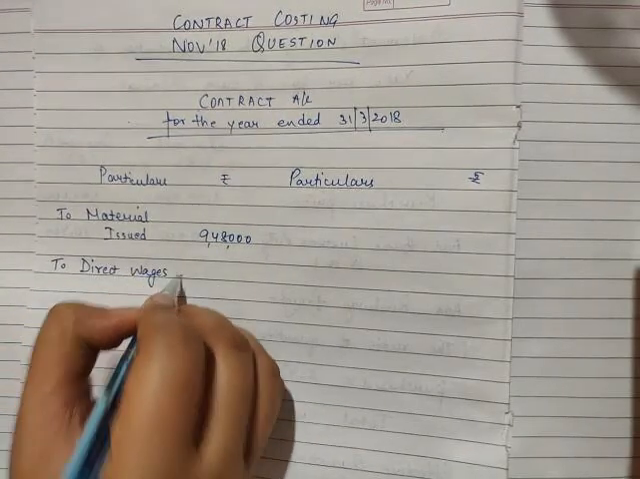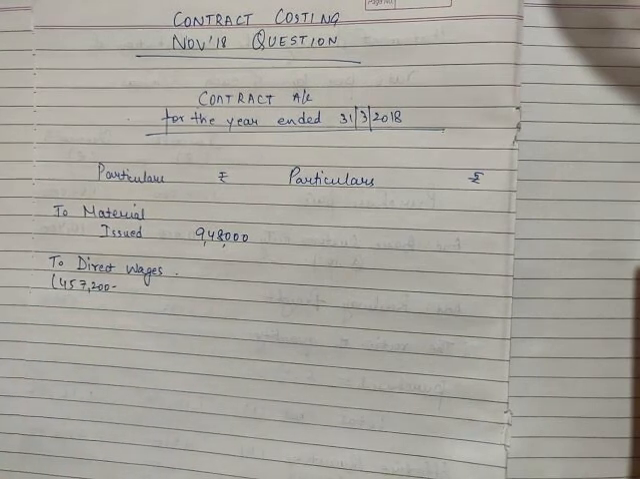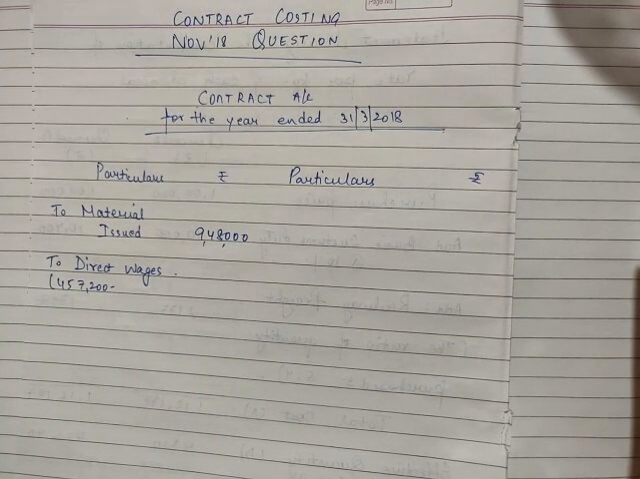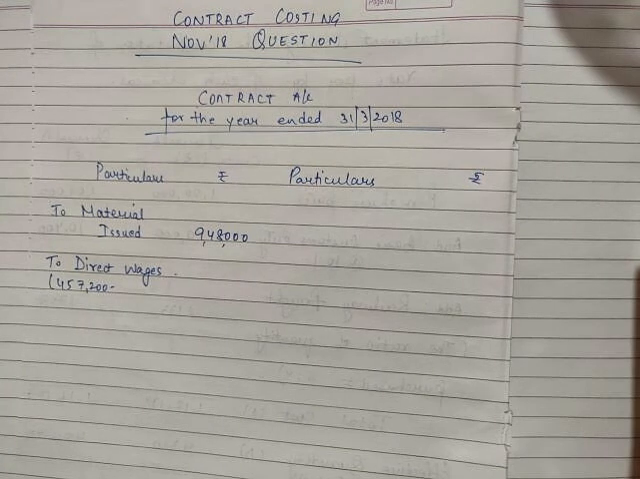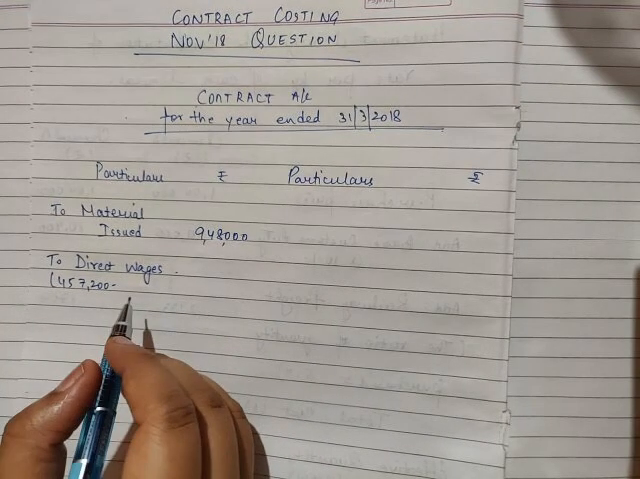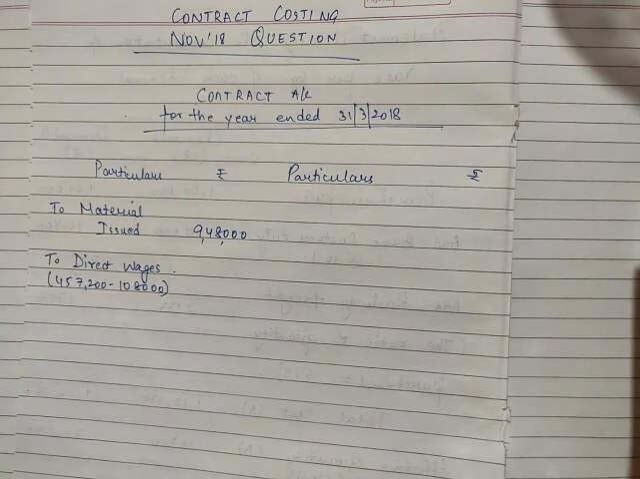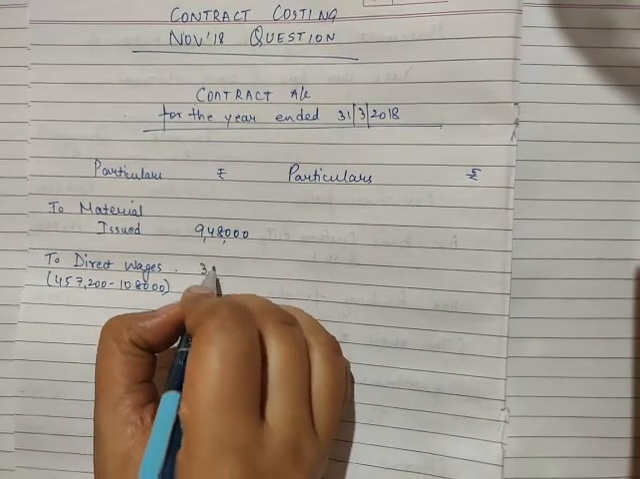Then we have the direct wages paid. So to direct wages, 4,57,200 has been paid. However, 1,08,000 is prepaid direct wages. That is, this amount has been paid in advance. It does not relate to the year 2017-18. That's why it will not be recorded in the contract account, because the contract account is prepared on the basis of accruals, that is, only the expenses or income relating to that particular period are recorded in the contract account. So we are going to subtract 1,08,000. The direct wages we are going to recognize in the contract account is 3,49,200.